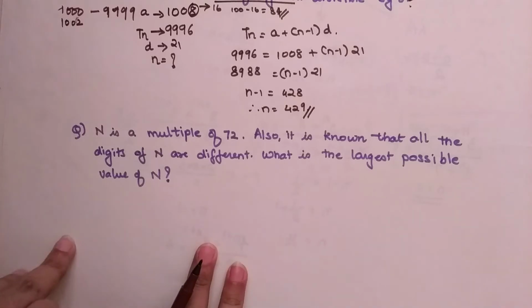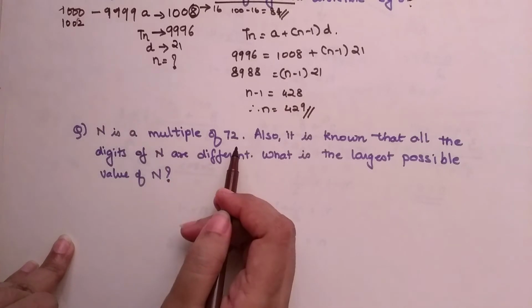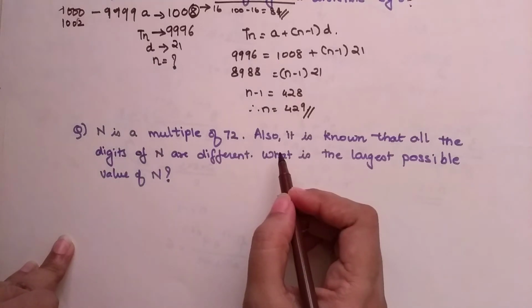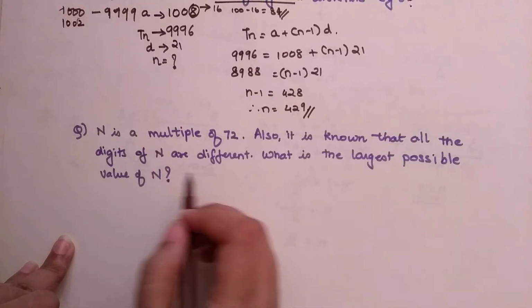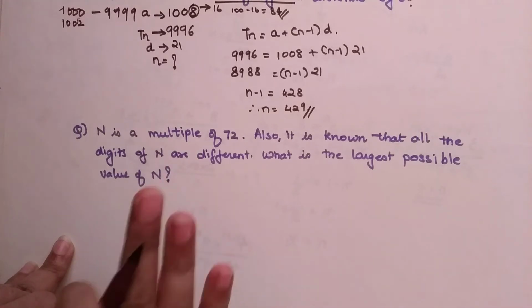The next sum is really very nice. Okay, I really liked it. N is a multiple of 72. First thing. Now also it is known that all the digits of n are different. Okay, now what is the largest possible value of n?